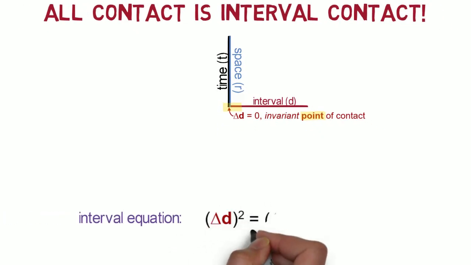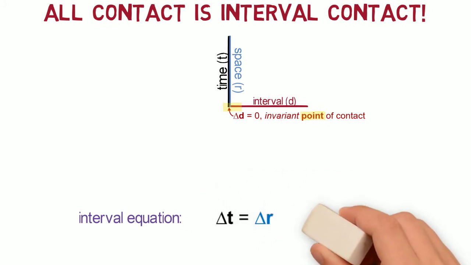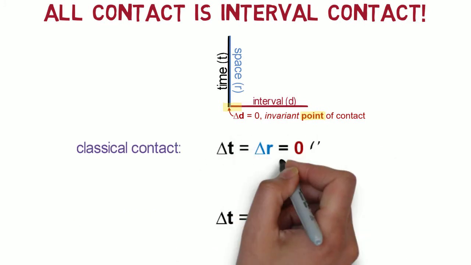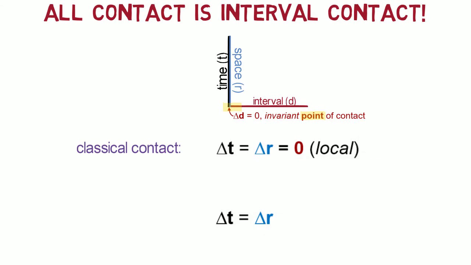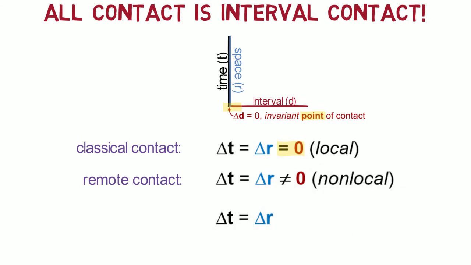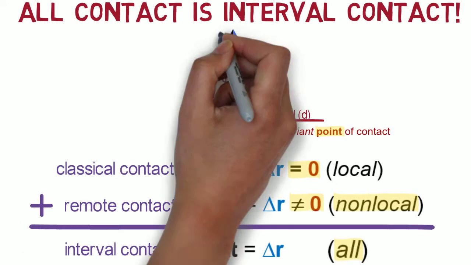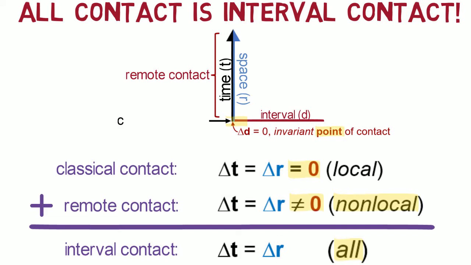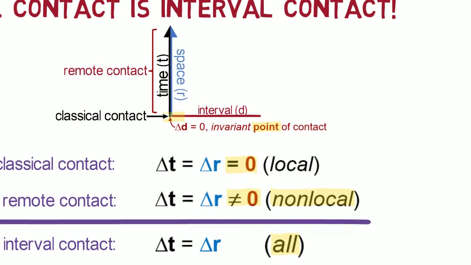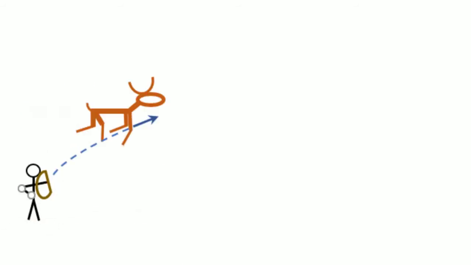Interval contact arises when spatial and temporal spans are equal and comes in 2 varieties. Familiar classical contact is the special case when both spatial and temporal separation are zero. By contrast, remote contact is the case when spatial and temporal separation are equal but not zero. Remote contact is non-local in the classical sense. Interval contact combines classical and remote contacts. Interval time coordinates reveal infinite remote contacts for each classical contact. Despite this ratio, remote contact has been overlooked because our brains think in terms of space and time.